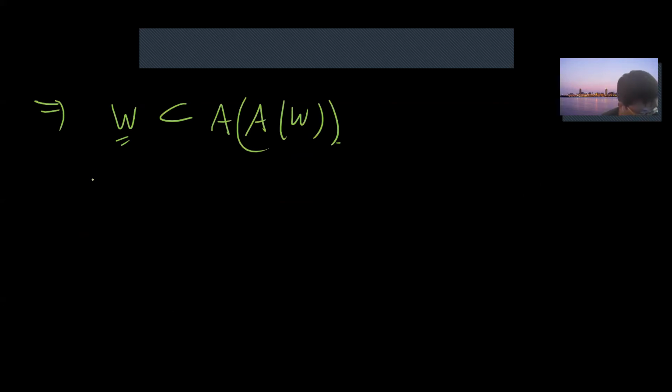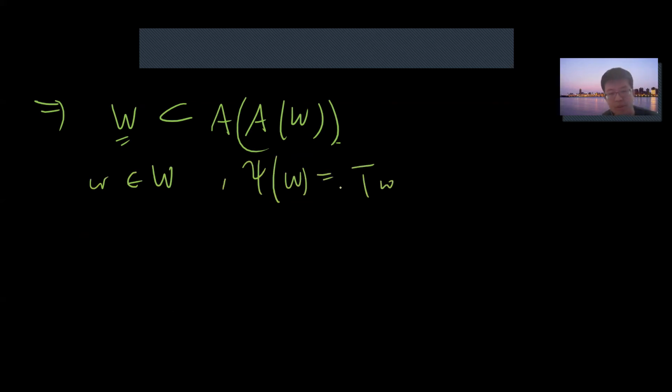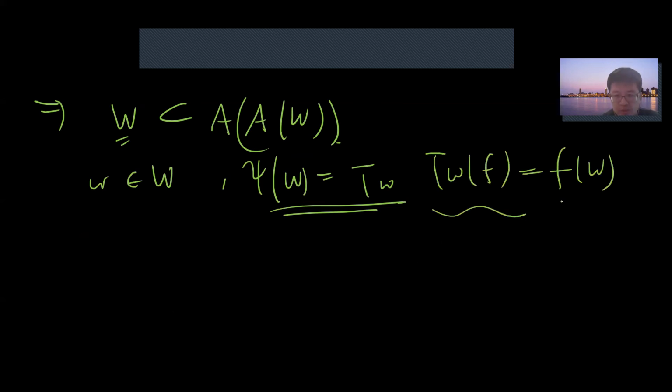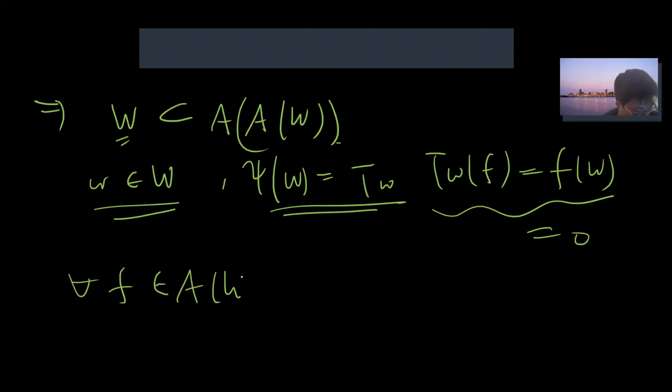So let's see. If w belongs to W, then psi of w is basically T of w. Remember, psi is what we already defined to be this T. Here T of w acting on f will be f acting on w. And let's say w is in W, so this psi of w, T of w applied to f, is f of w, which is 0 for all f belonging to AW.